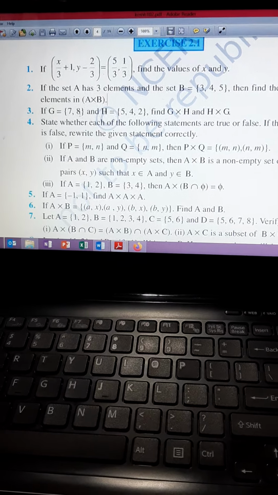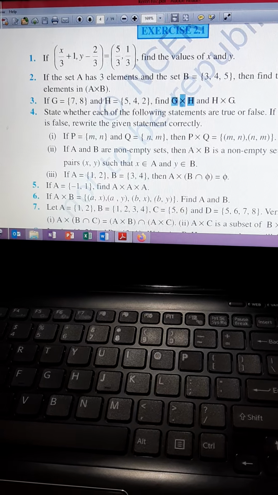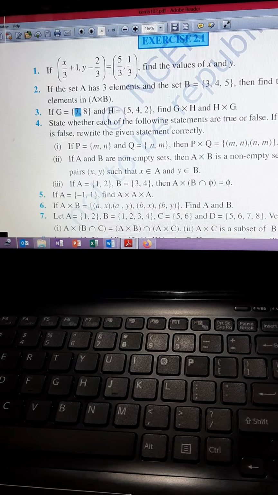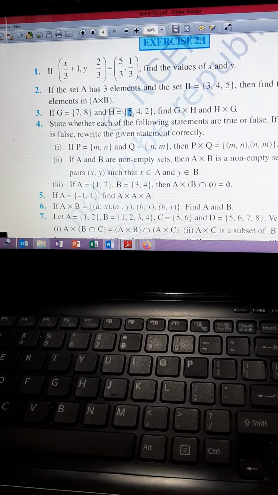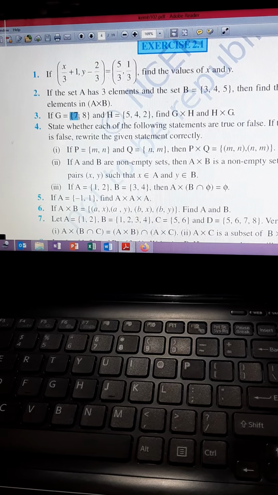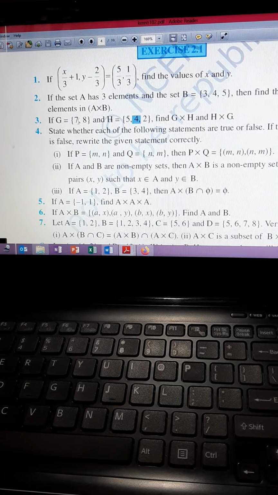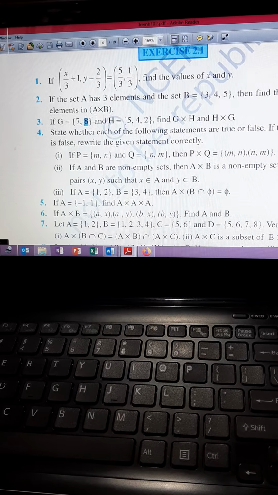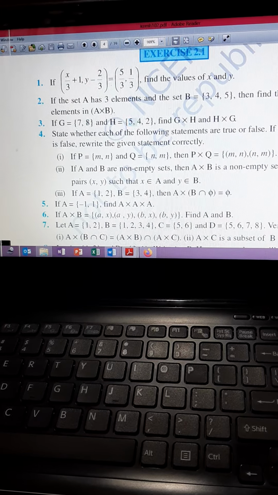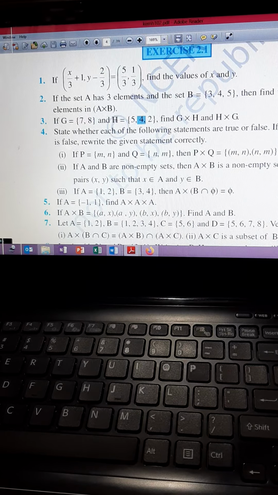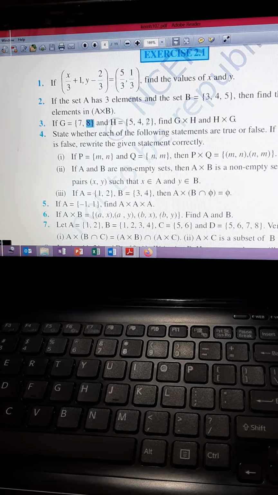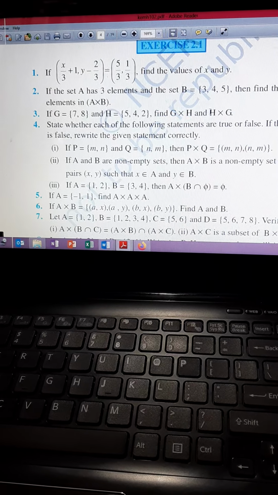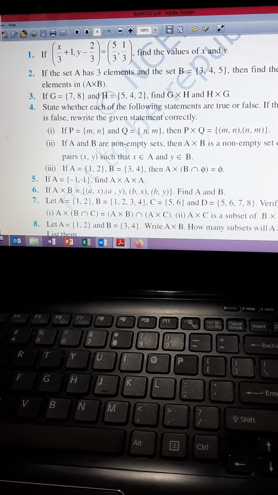Then this is also a too simple question. You are given two sets G and H. Find G cross H. So you will have 7, 5, 7, 4, 7, 2. Similarly, 8, 5, 8, 4, and 8, 2. So you will have 2 into 3, a total of 6 ordered pairs. And then similarly H cross G.